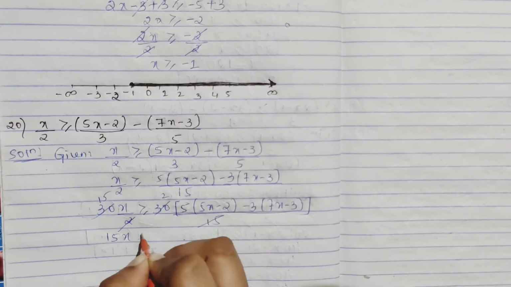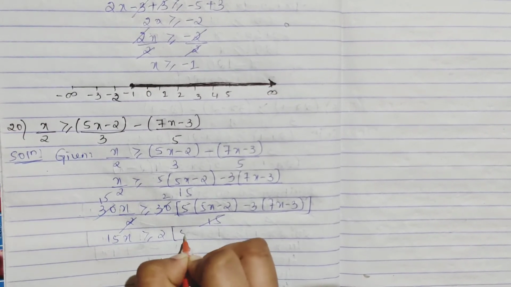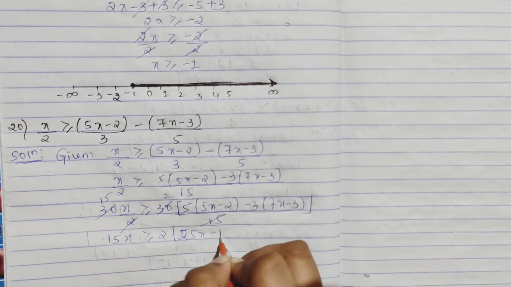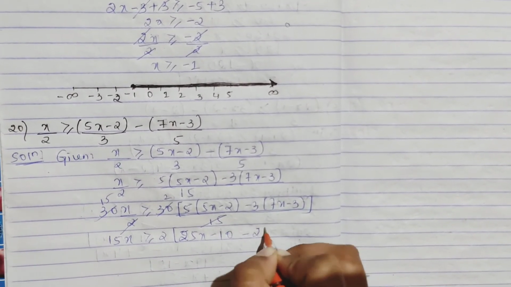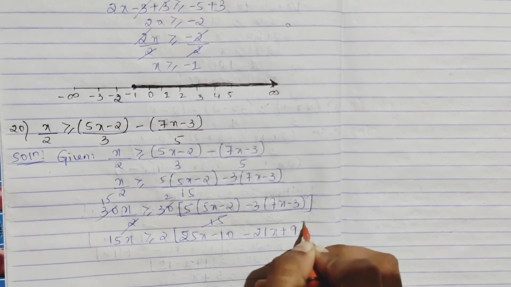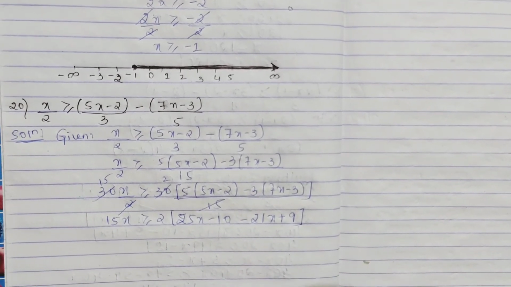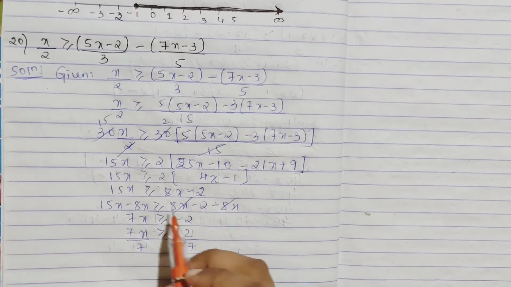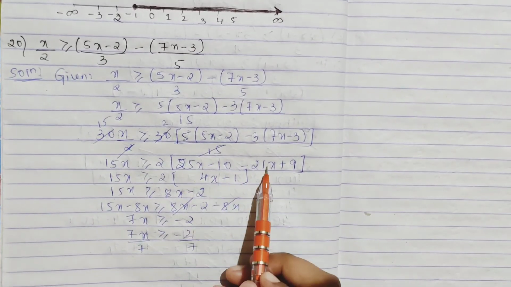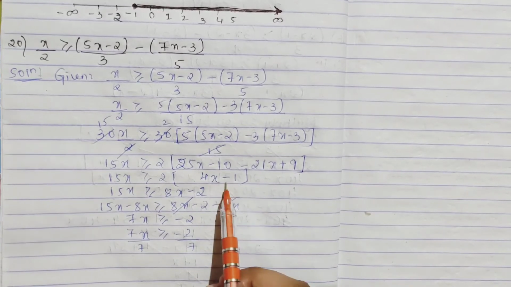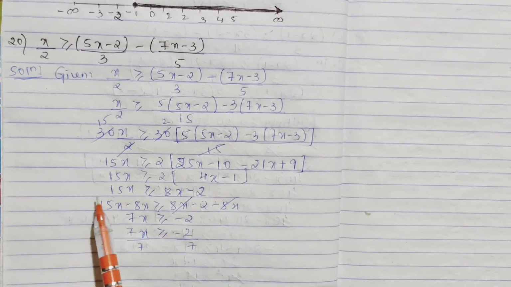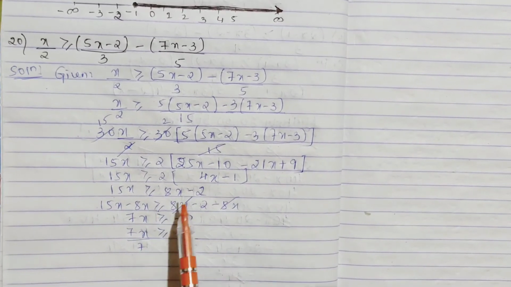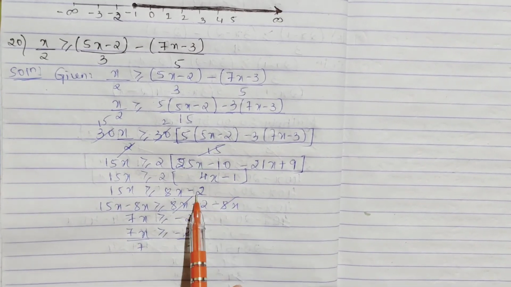So 15x greater than or equal to 2 of, multiply this, 5 5s are 25x minus 5 2s are 10 minus 7 3s are 21x plus 3 3s are 9. Now solve this part. So what I have done, 25 minus 21 is 4x, minus 10 plus 9 is minus 1. So you will be having 15x greater than or equal to 2 into 4x minus 1. So again multiplying here, 2 4s are 8x, minus 2 1s are 2.